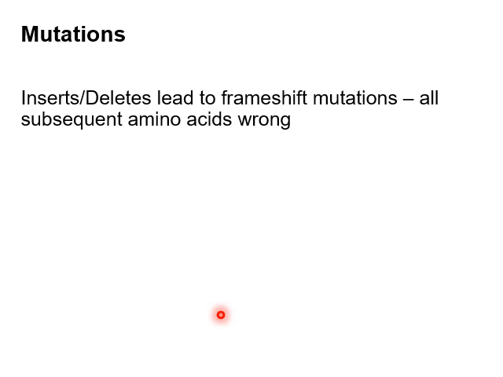So that's what substitutions lead to. Insertions and deletions lead to what are known as frameshift mutations. And what that results in is typically the correct number of amino acids, but all of the amino acids are wrong. So let's consider why that is.